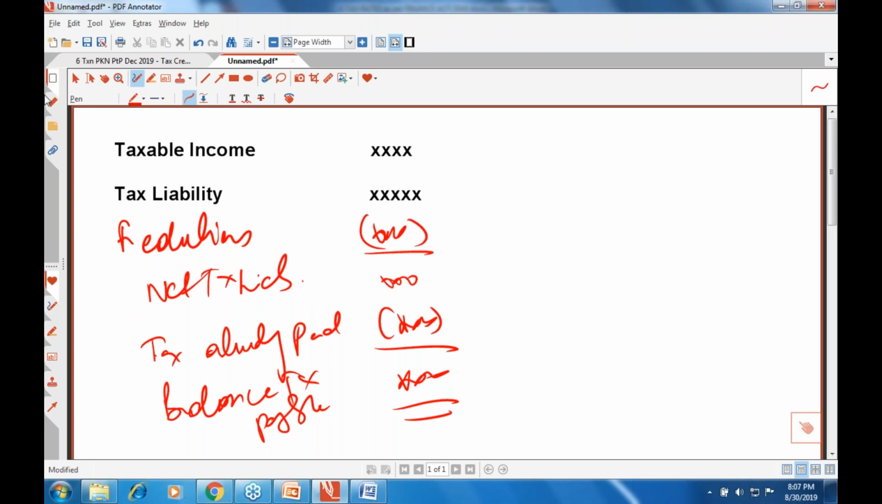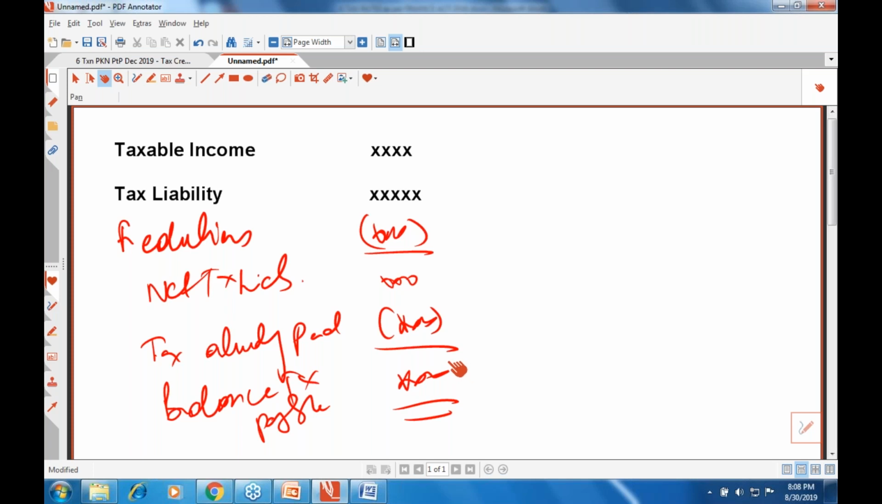You have a computation of taxable income. Once the taxable income is computed, you establish a tax liability on the basis of that. Then there are reductions in the tax liability, so you end up getting the net tax liability. Once we have the net tax liability, we deduct the tax already paid out of it, so we end up getting the balance tax payable. That's how we do it.